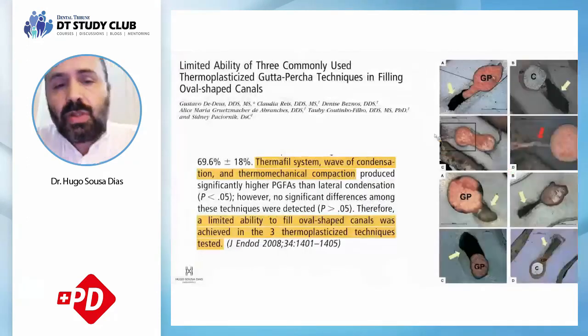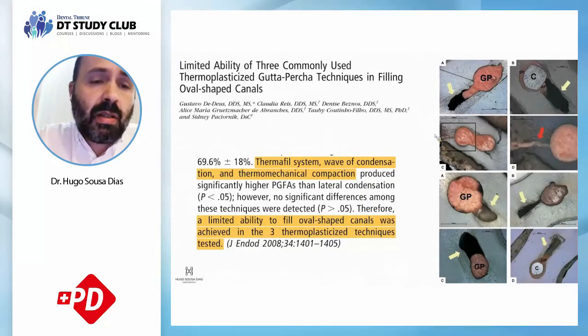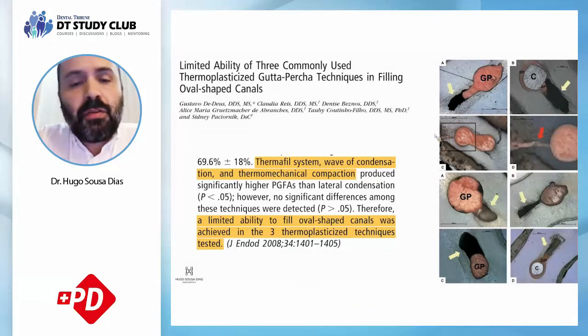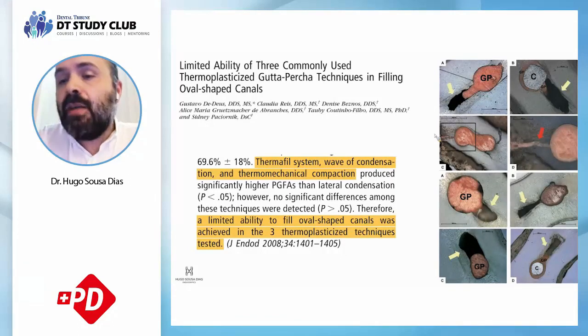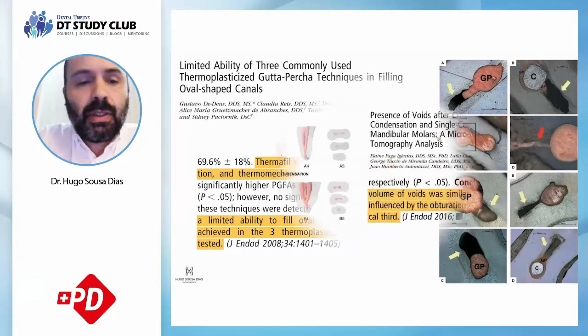And when you see the literature, we have some in vitro studies using different techniques of obturation. Imagine thermofill, warm vertical condensation technique, thermocompaction, single cone, and they can still have voids inside the space without any kind of obturation material.